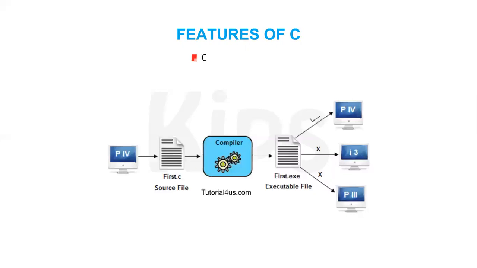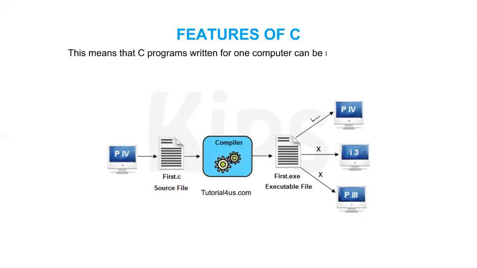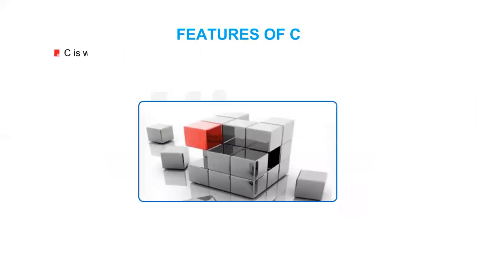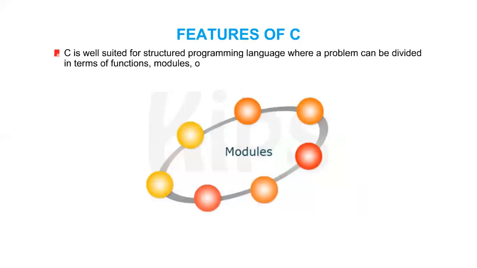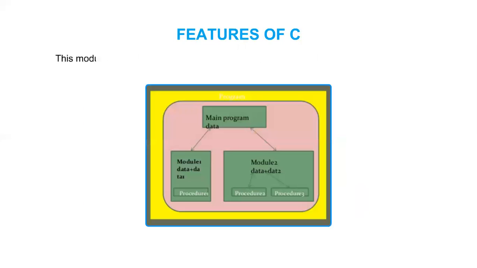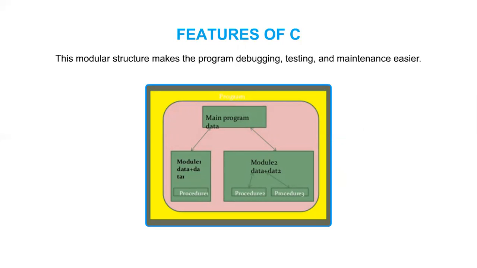C is highly portable. This means that C programs written for one computer can be run on another with little or no modifications. C is well suited for structured programming, where a problem can be divided in terms of functions, modules, or blocks. This modular structure makes program debugging, testing, and maintenance easier.